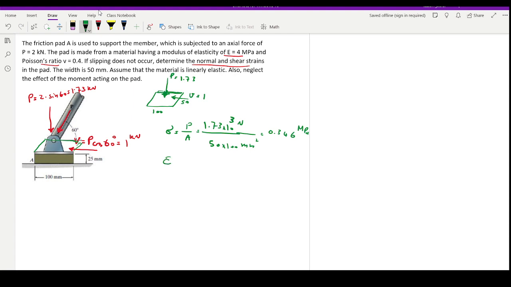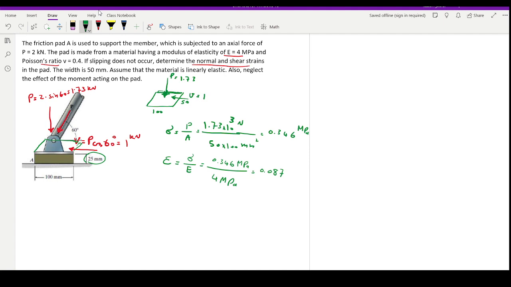It remains in the elastic region, therefore we can use Hooke's law to find strain, and that's equal to 0.346 megapascal divided by the given elasticity, which is 4 megapascal, and that's equal to 0.087. And it's not asking for delta. If it was asking for delta, then delta was going to be epsilon times this 25 millimeter. It's going to be very tiny, therefore it has not asked for it.